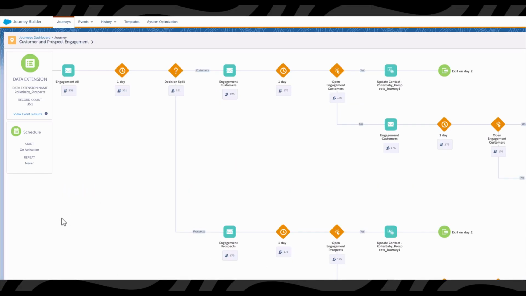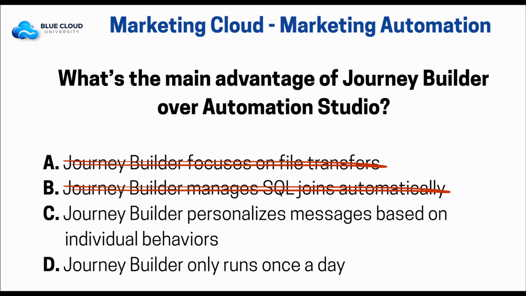Once we turn a journey on, anyone who's qualified for that journey can be inserted or injected into that journey at any time. Unlike Automation Studio, which turns on, runs, does what it needs to do, and then turns back off, Journey Builder is continuously on, and we inject people into the journey based upon their behaviors. So Journey Builder does not run once a day, and that brings us back to answer C.